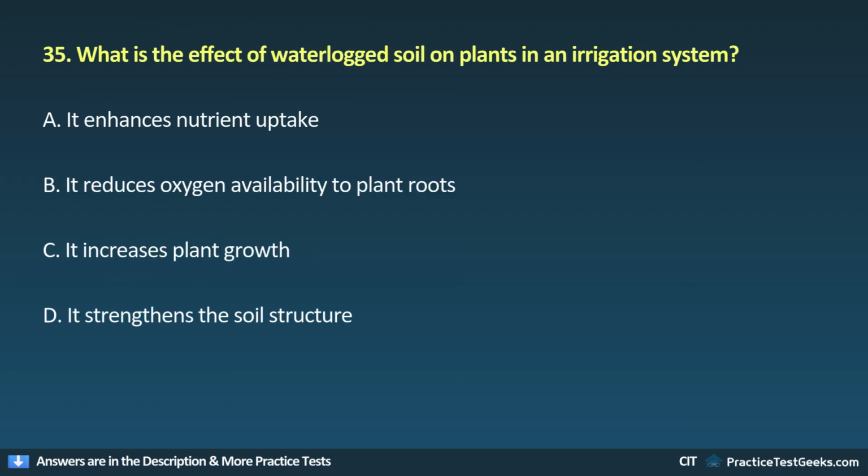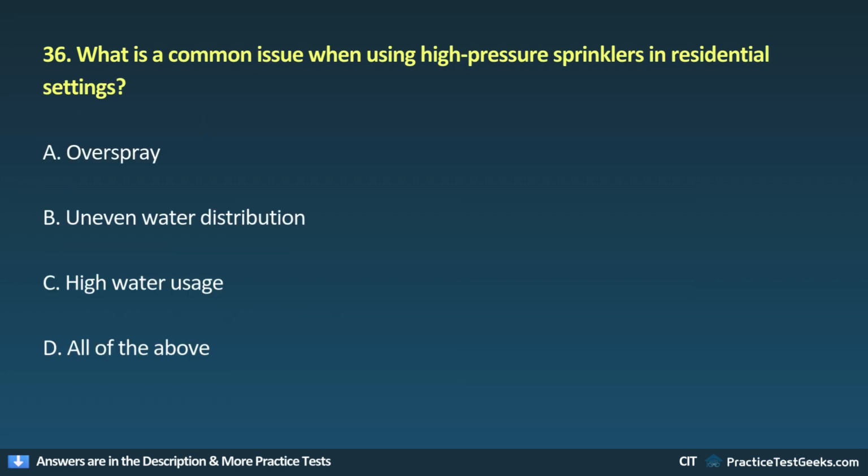35. What is the effect of waterlogged soil on plants in an irrigation system? A. It enhances nutrient uptake. B. It reduces oxygen availability to plant roots. C. It increases plant growth. D. It strengthens the soil structure. 36. What is a common issue when using high-pressure sprinklers in residential settings? A. Overspray. B. Uneven water distribution. C. High water usage. D. All of the above.